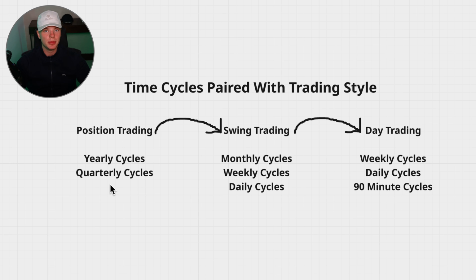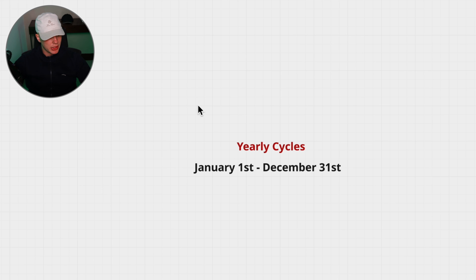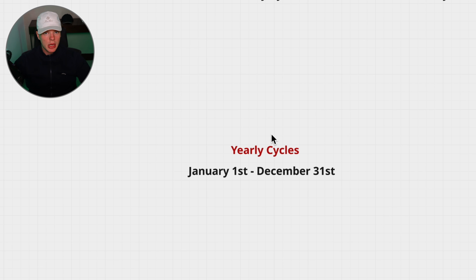But here comes the most beautiful part. It's not only price that is fractal. Time is also fractal. And once you start to see that, man oh man, a whole new world will open up for you. So yearly cycles look like the following. The new year begins at January 1st and ends at December 31st. That is one yearly cycle.